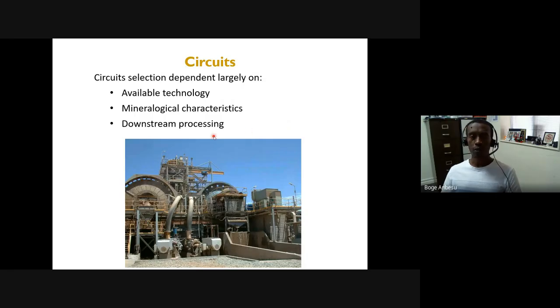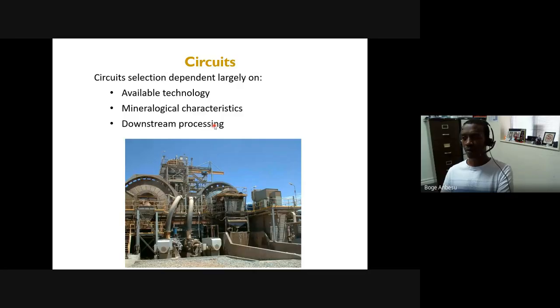And also, what do we do with it next? What's the downstream processing like? Can they handle fine particles? Can they handle coarse particles? And so on. So those are the key considerations in terms of your circuit design.